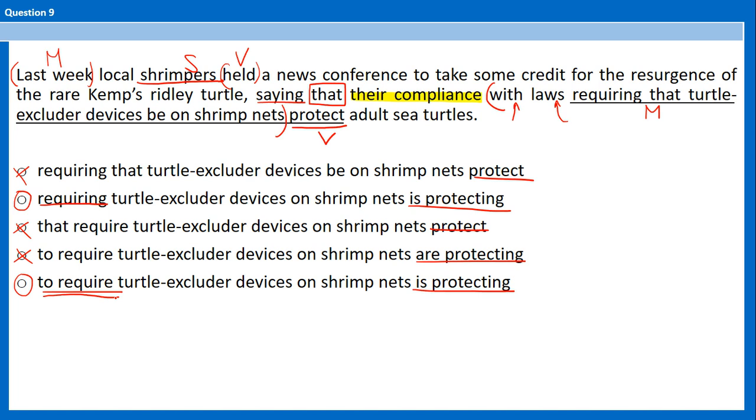It doesn't make sense to use an infinitive to describe the laws. And for that reason, we will keep number 2. Keep the intention of the author.